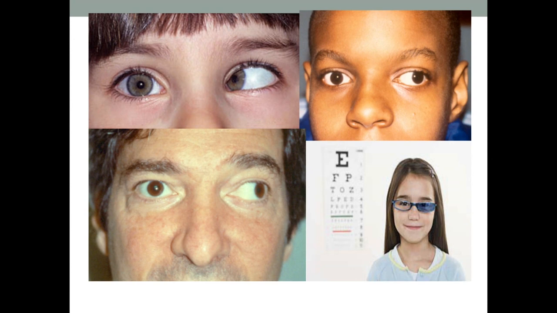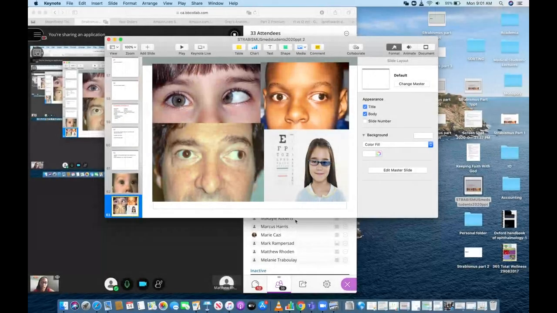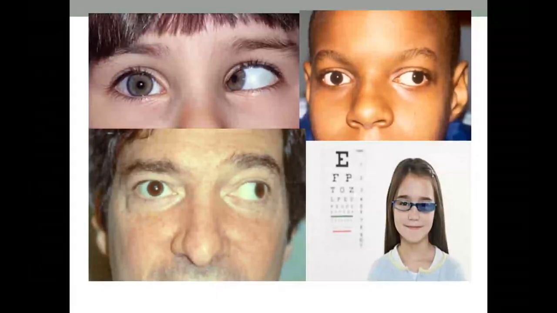Do I need to pick on someone else? Let's see. Mark Rampersad. Okay, so Mark, can I hear your thoughts on the second photograph there, which is a little boy? Hello? Hello? Can you hear me? You're very low. Can you hear me now? Yes, slightly, but go ahead.